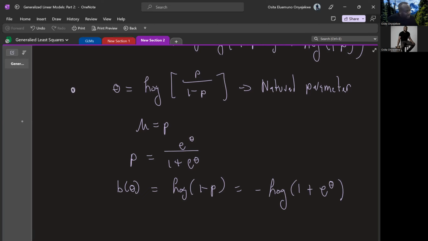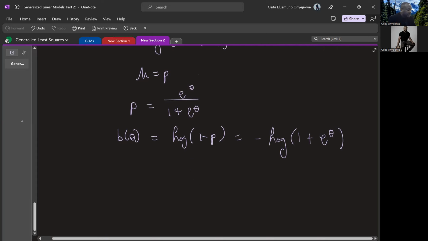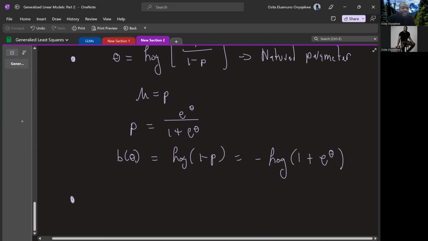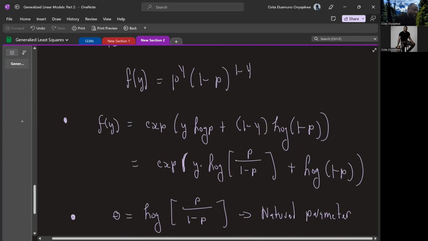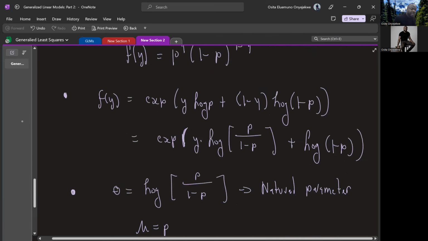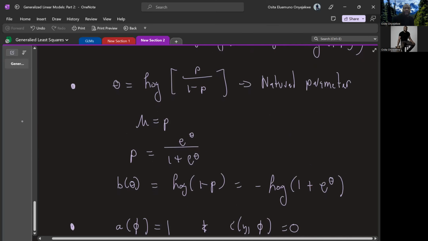All right. And then another caveat here that you should note is that there is no dispersion parameter. So we can set a of phi as 1 and c of y, phi as 0. Now we're done with the Bernoulli. Let's move on now to the Poisson.